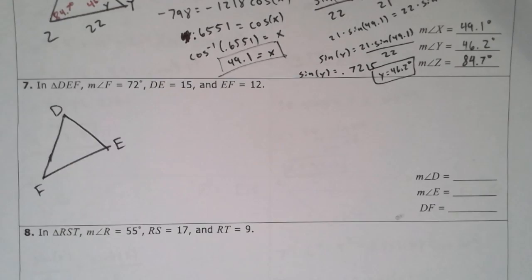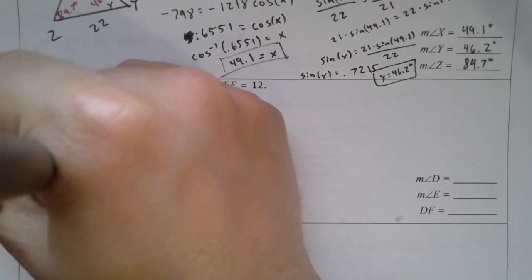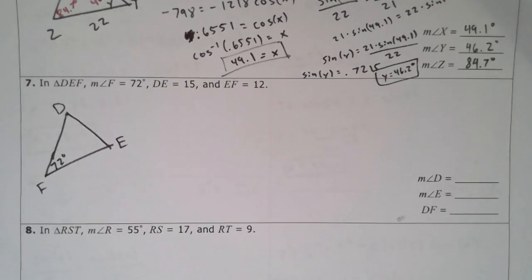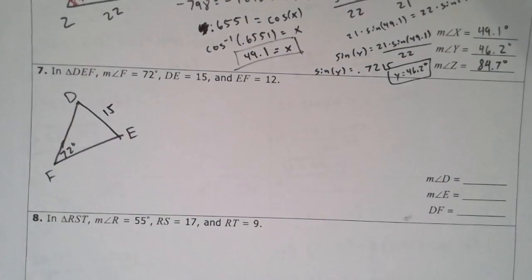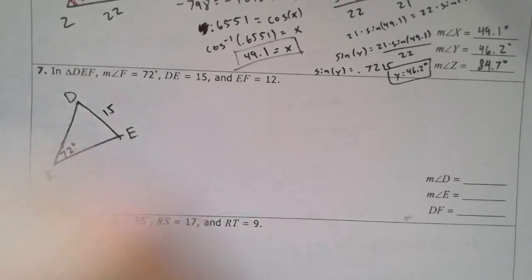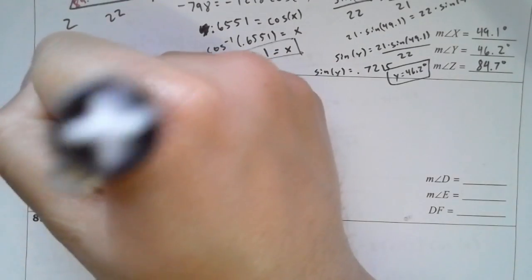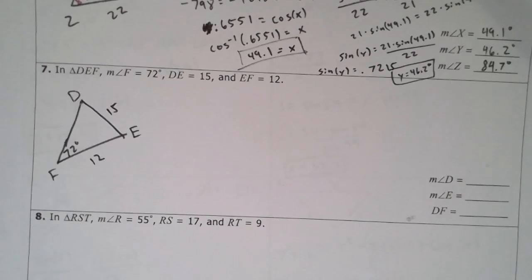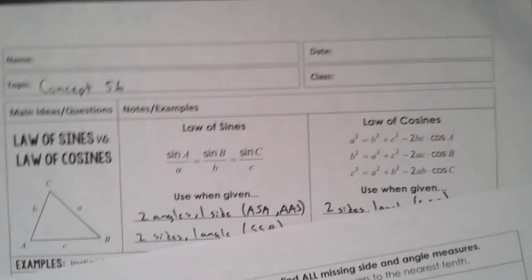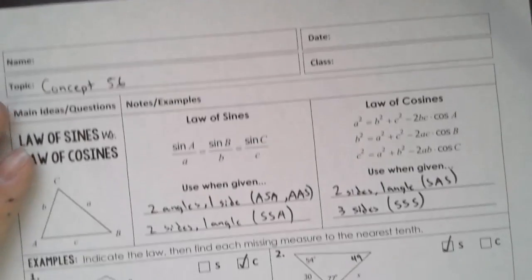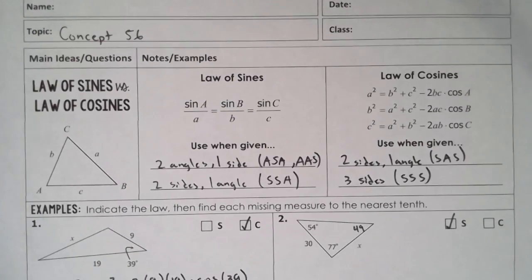DEF. It says angle F is 72 degrees. DE is 15, and EF is 12. So I have side, angle, right? So which one can I use? Side, angle, it's going to be law of sines.